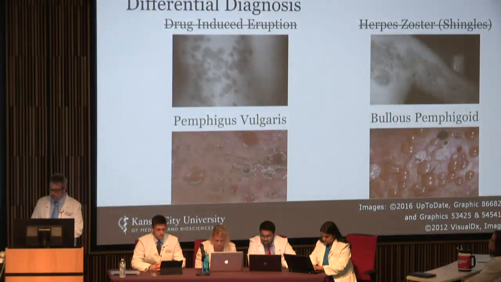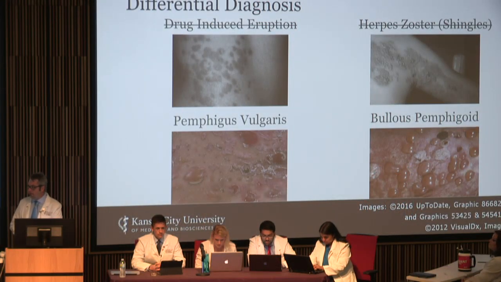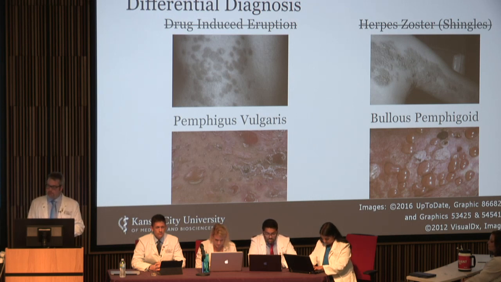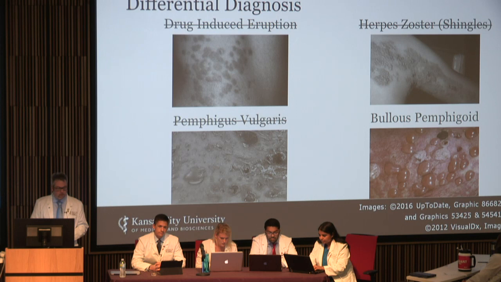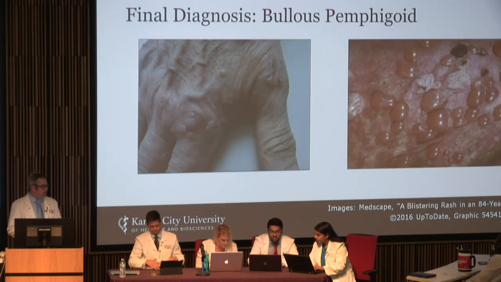Which brings us to pemphigus vulgaris and bullous pemphigoid. We can safely rule out pemphigus vulgaris at this point because one of the hallmarks of pemphigus vulgaris is the intraepithelial blistering of the mucosal membrane, as well as a positive Nikolsky sign, both of which our patient did not have, bringing us to our final diagnosis of bullous pemphigoid.